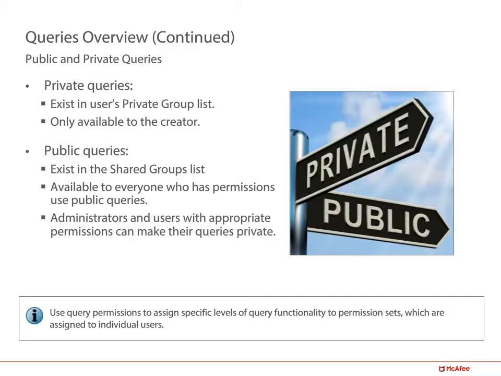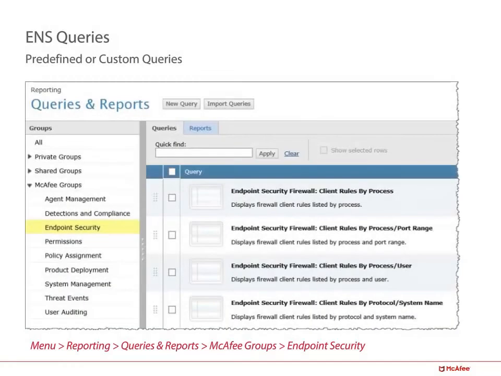The public queries exist in a group called shared groups, and you can also create little groups under the shared groups. These queries are available to anyone who has permissions to use the public queries. Just understand, administrators and users with appropriate permissions can always make their own queries private. We also have the McAfee groups that contain all of the other queries that are added automatically whenever you add an extension. In this screen, you'll see that we have a list of predefined queries that has to do with the endpoint security. You can also create your own custom queries within this interface.